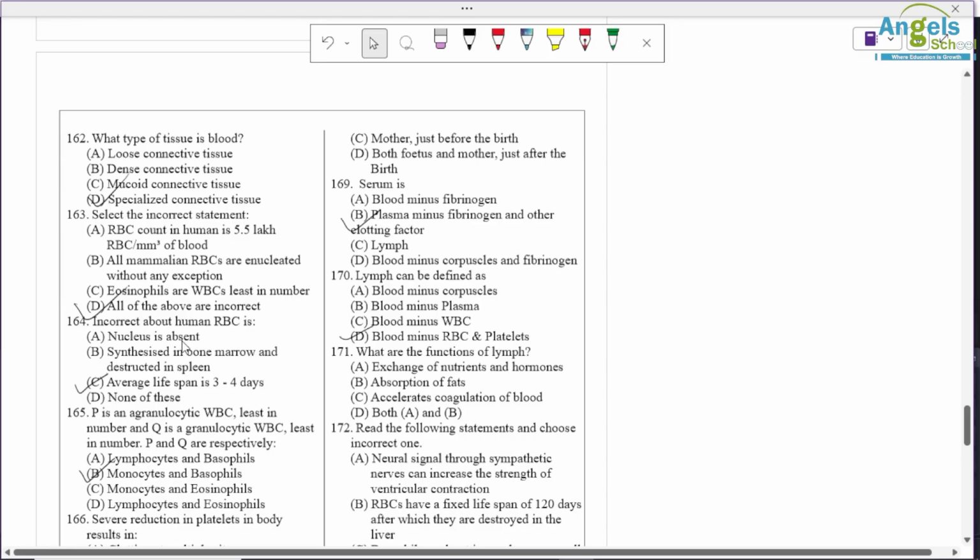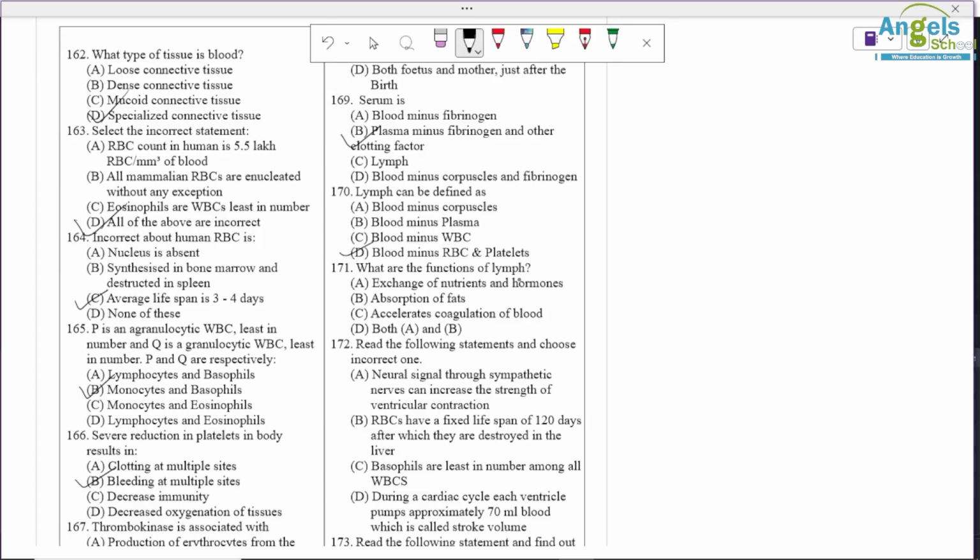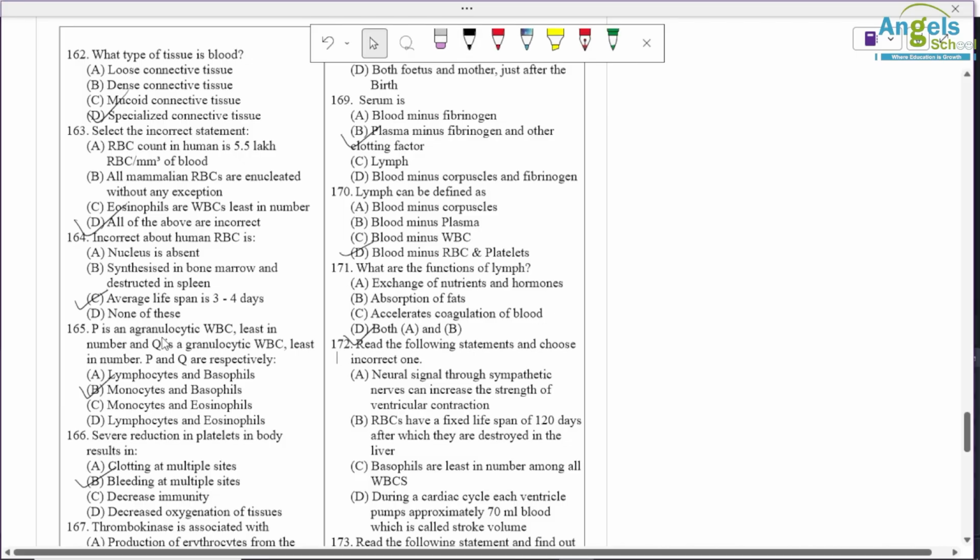What are the functions of lymph? Exchange of nutrient and hormone, absorption of fat, obviously these both are functions of lymph. Accelerating coagulation of blood is not a function, so only A and B, and both A and B. Option D is correct.